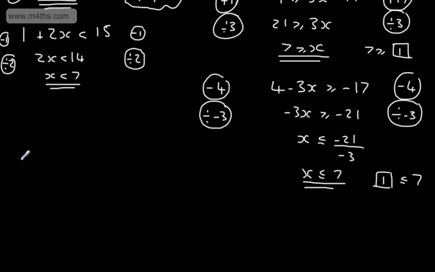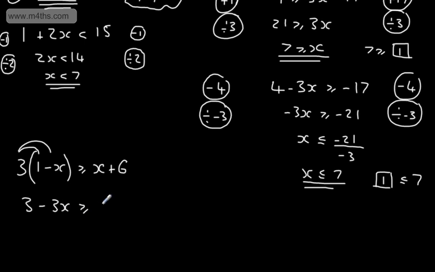Let's go for this one. Let's say we've got 3, then 1 minus x, and we'll say that that is going to be equal to or greater than x plus 6. So what we have here, similar to an equation with unknowns on both sides, we have to go ahead, expand the brackets, and then look at solving this inequality. So expanding the brackets, 3 times by 1 and 3 times by the negative x will give me 3 minus 3x is going to be equal to or greater than x plus 6.